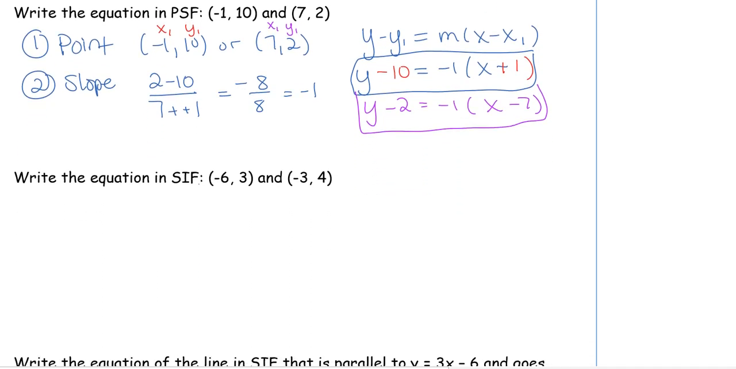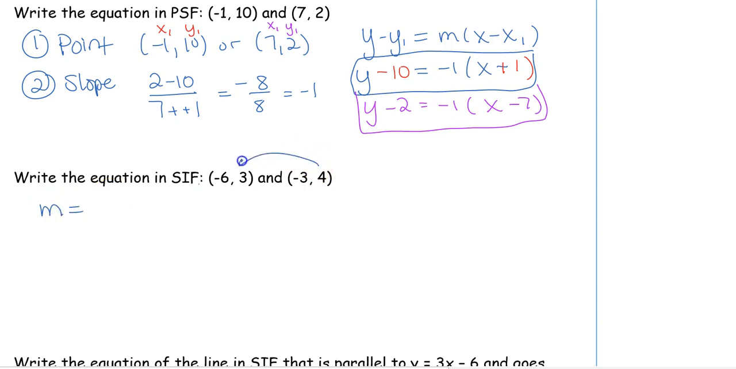Then I want to write the equation in slope-intercept form, given 2 points. So for this, you need the y-intercept and you need the slope, but the y-intercept is not given to us. If the y-intercept is not given to us, we could find the y-intercept, but that's kind of more work than what we want to do. So what we want to do is instead we want to start in point slope form and then change it into slope-intercept form. So we need our slope first.